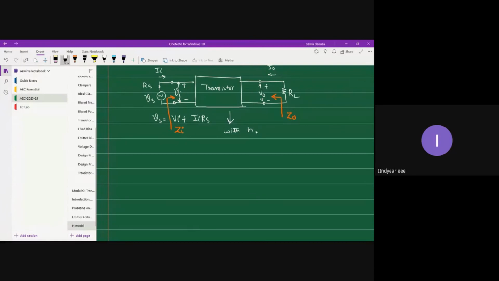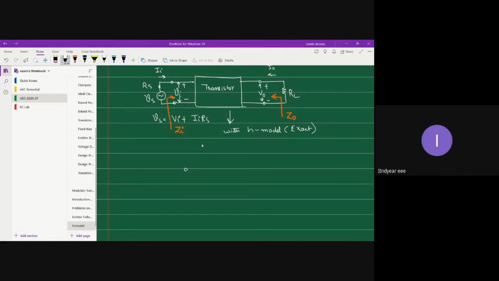with the H model. What I will do is consider the exact H model, because the approximation is very easy. You can neglect the HR, HF, HO terms, and you can get the approximate H model. So the rest, let us retain the same. Let me quickly construct the exact H model.